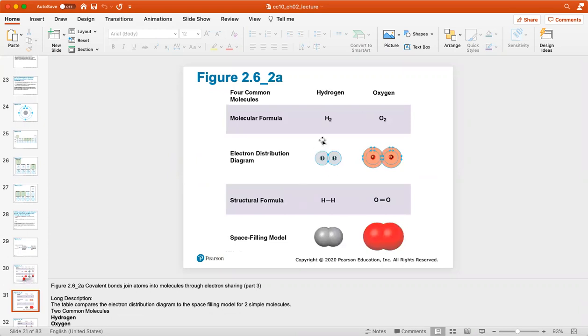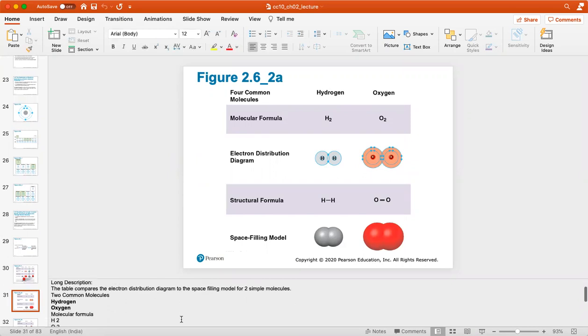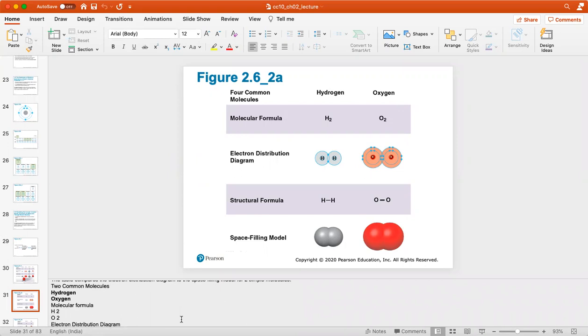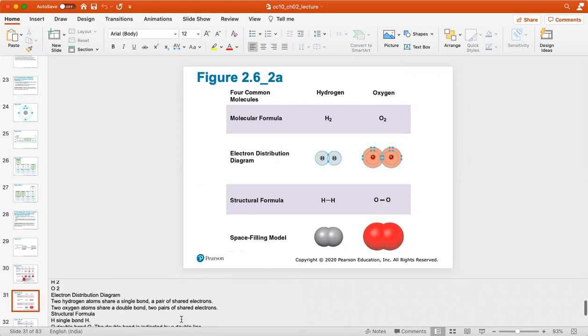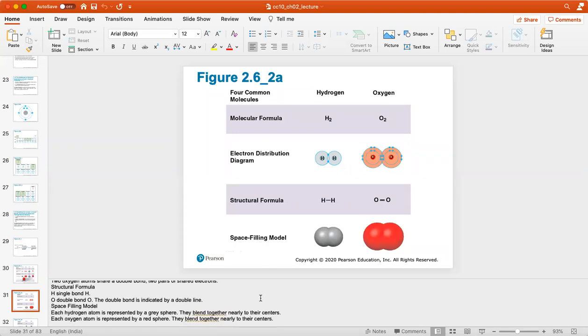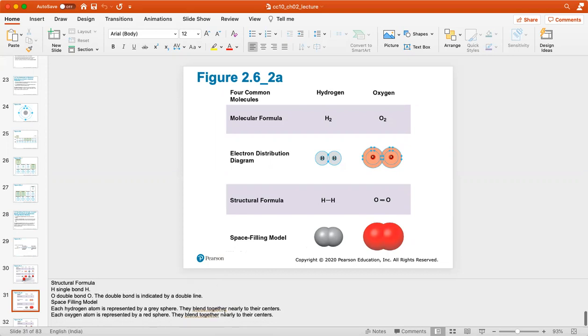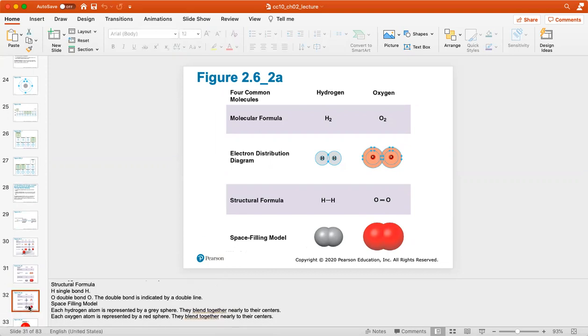A little bit more here of hydrogen and oxygen. The table compares the electron distribution space to the space filling model for two simple molecules, hydrogen and oxygen. Two hydrogen atoms will share a single bond, which is a pair of shared electrons. Two oxygen atoms will share a double bond, which is just two pairs of shared electrons. And the double bond is shown, you can't really see it here, by a double line. And they both are linear structures, meaning they're nonpolar.